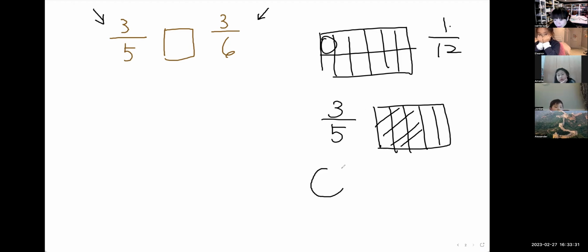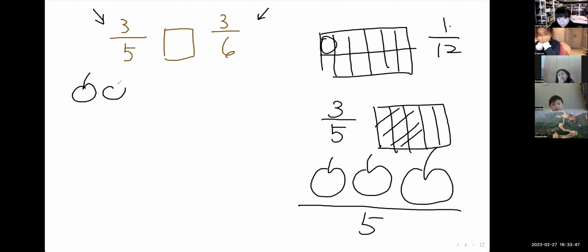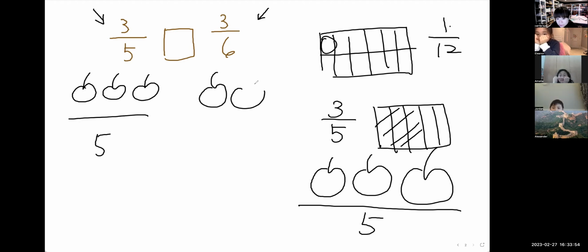It could be I have 3 apples and I want to share with all of you. How many students, how many people are there in this room? 1, 2, 3, 4, 5. Yeah, so 3 apples share with 5 people. So that is 3/5. Understand? So the second one, we still have 3 apples. And we share with how many people?